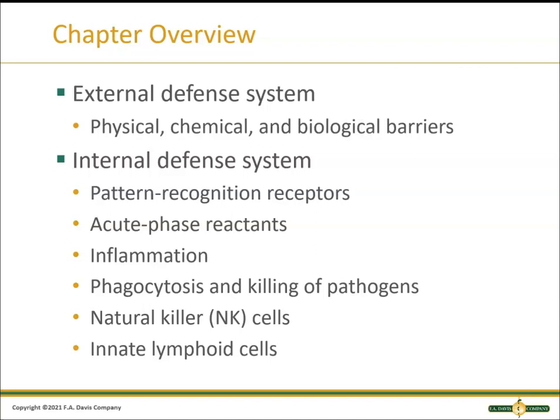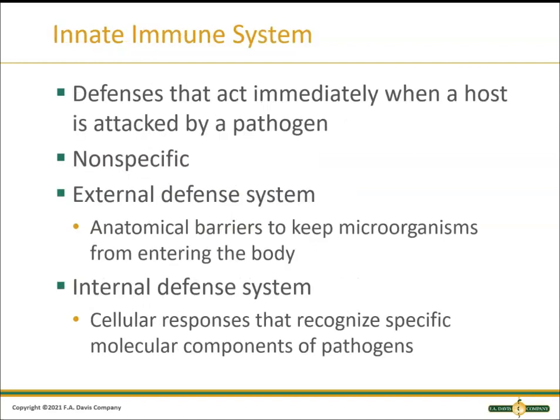PRRs, which are called pattern recognition receptors, the acute phase reactants, things that tell us that something's going on, the whole inflammatory process, what is phagocytosis and how we kill our pathogens, a little more in depth on the natural killer cells, and the different innate lymphoid cells.